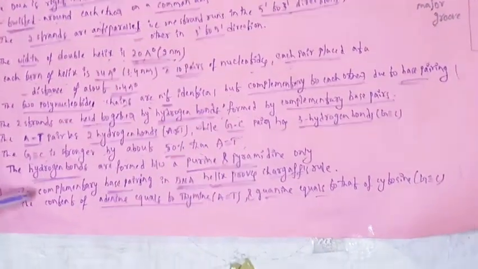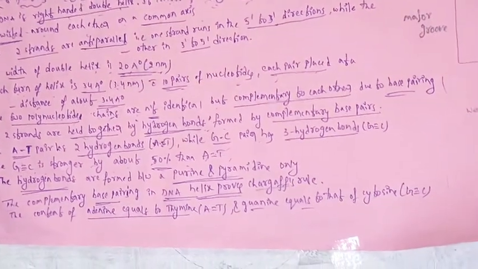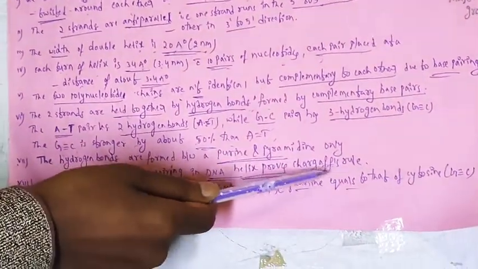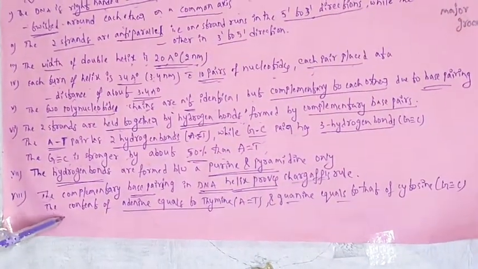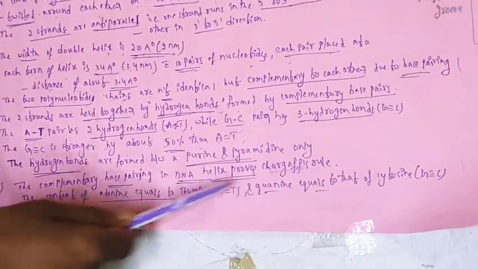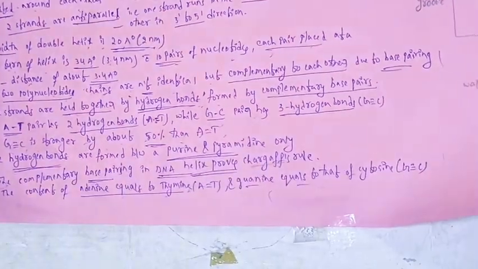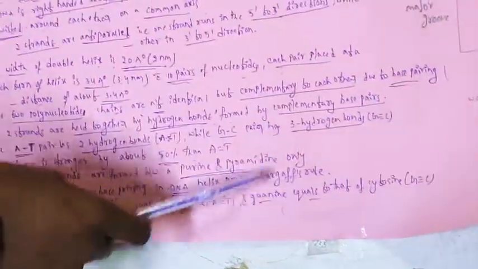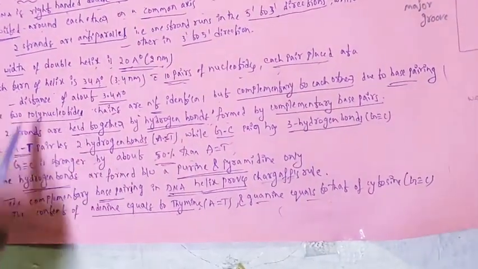Next, what is the next point? The complementary base pairing in the DNA helix proves Chargaff's rule, because the content of adenine equals that of thymine, and guanine equals that of cytosine. What proves Chargaff's rule is that equal numbers of nucleotides must be there.